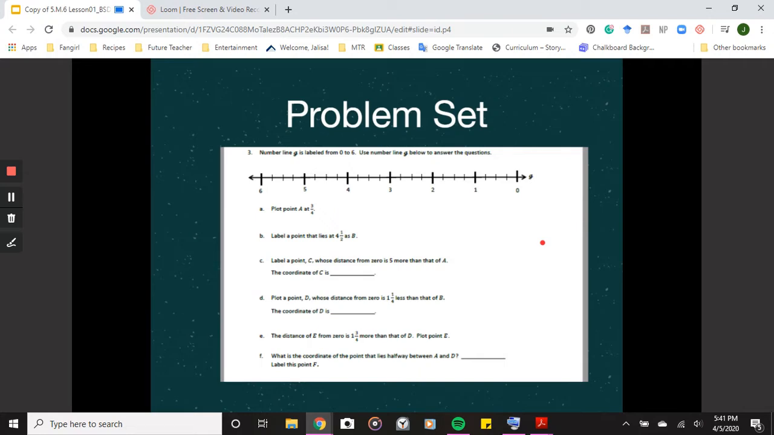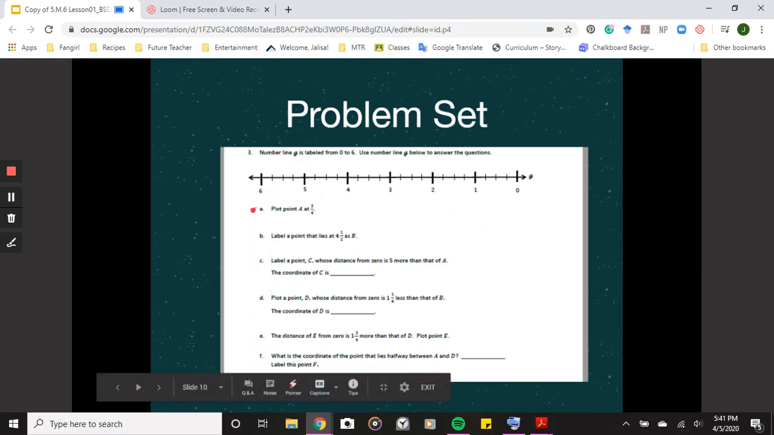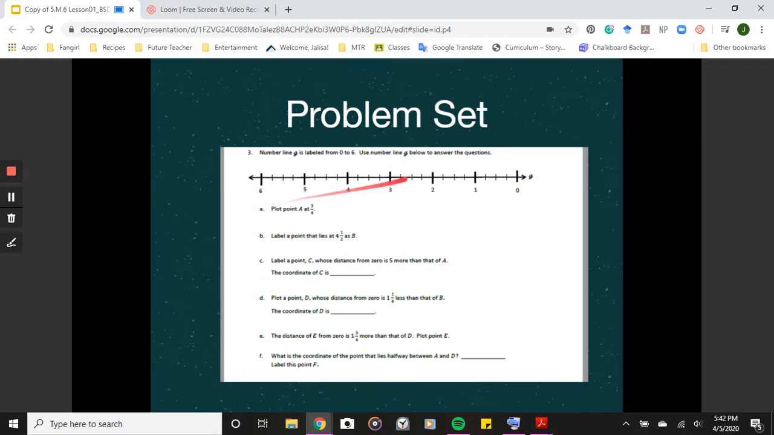Okay, so it's asking us to answer the questions that are down here. But before we actually get to the questions, we should look at our number line. We should really look at our number line. So we're used to a number line starting right here and going this way. But this one's a little bit different.